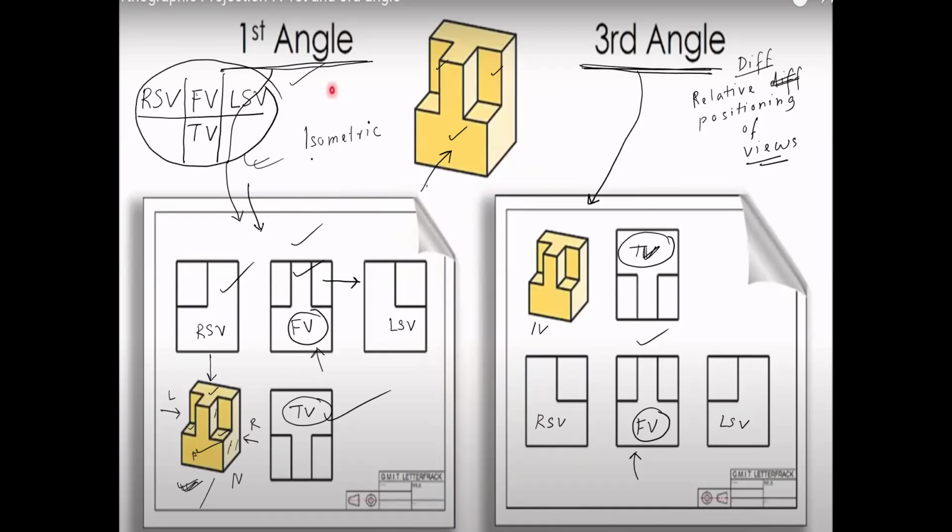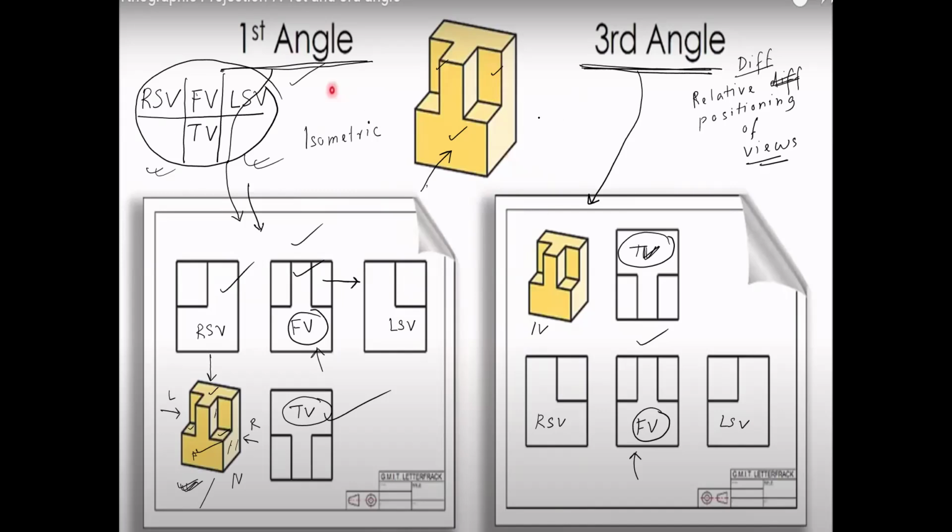Why are we having this kind of relative positioning of the views in the first angle system? That I will explain just now. But first, let us appreciate the result. Then we will do the deduction. So this is how the views are positioned with respect to one another in the first angle system.